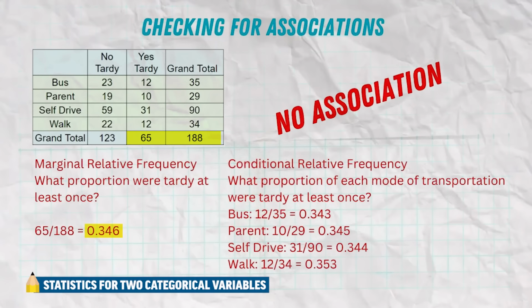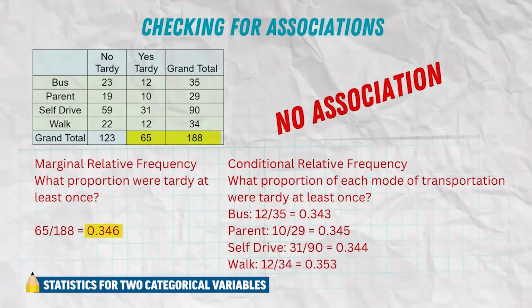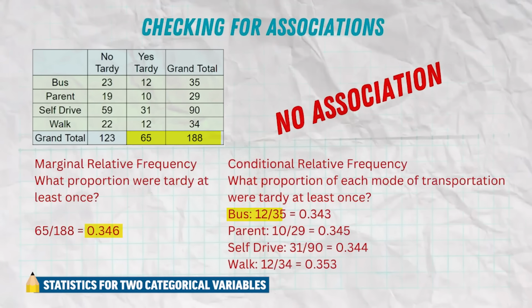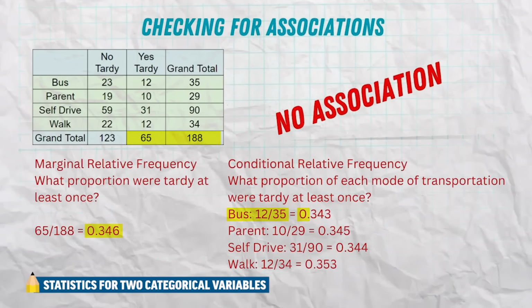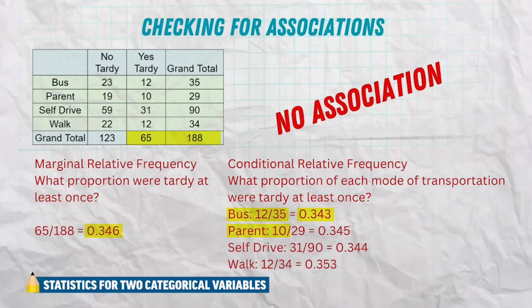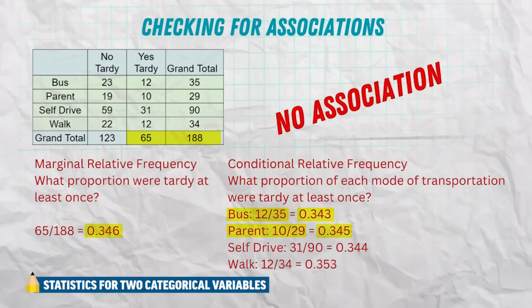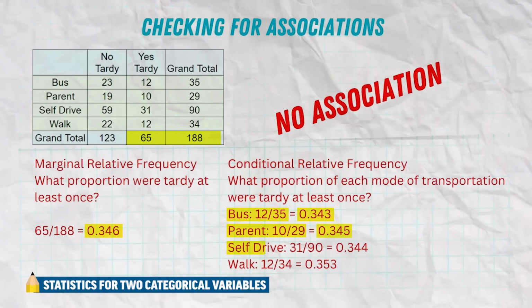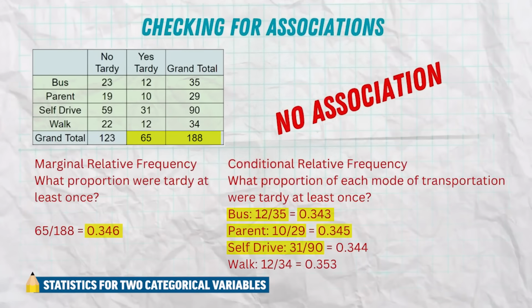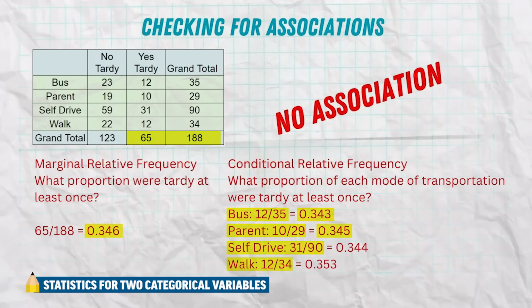Then what we want to do is compare to that the conditional relative frequencies. So meaning if we only look at the kids that rode the bus, of the 35 kids that rode their bus, 12 were tardy, that's about 34%. Of the 29 kids that got driven by their parents to school, 10 were tardy, it's about 34% as well. Of the kids that drove themselves to school, it's about 31 out of 90, again, also about 34%. And then finally, of the 34 kids that walked to school, we saw about 12 that were tardy, or about 35%.